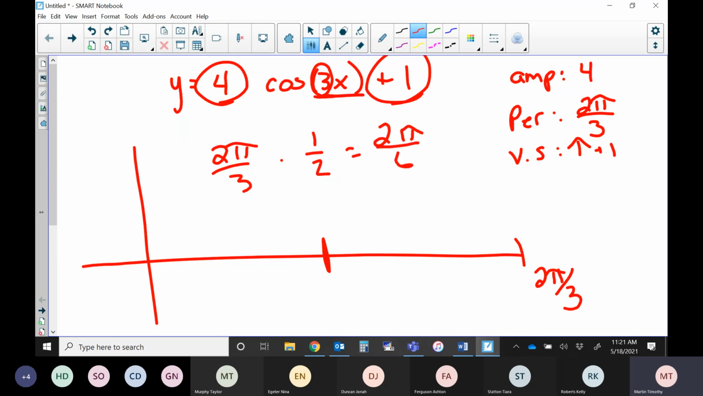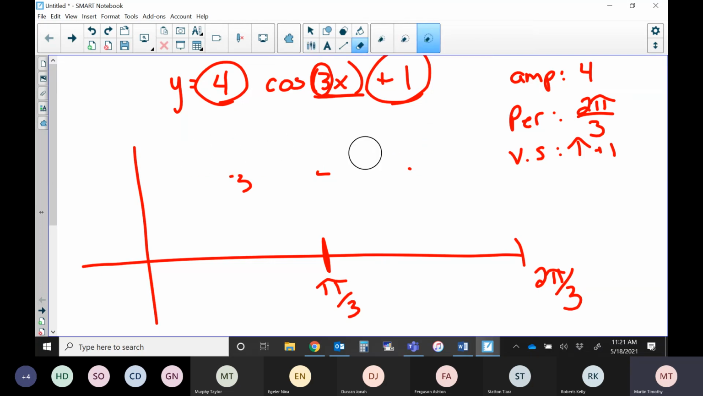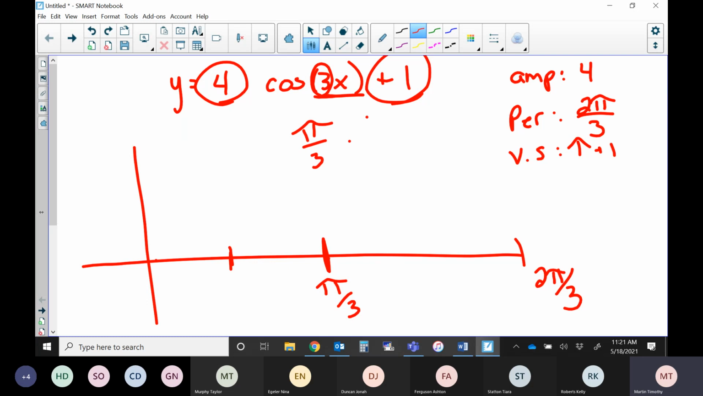And I go, that's okay. I know how to deal with fractions. I can simplify this. That turns into a 1, that turns into a 3. So really, this is pi over 3. And I go, okay, where is the maximum going to happen? The maximum is going to happen at the halfway point between 0 and pi over 3. So I'm going to take pi over 3 and divide it by 2, aka multiply it by 1/2, which tells me that this is pi over 6.